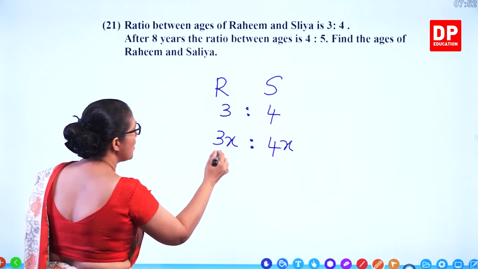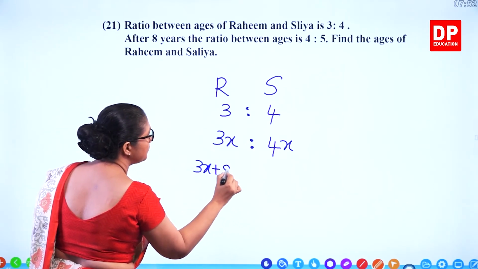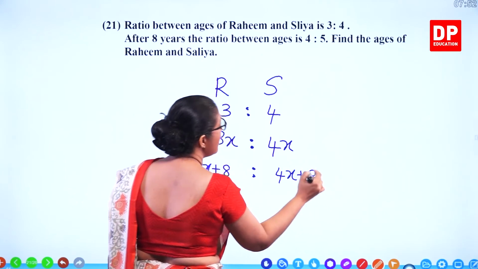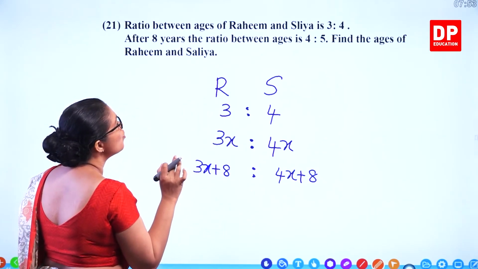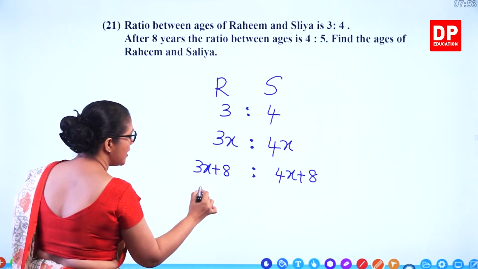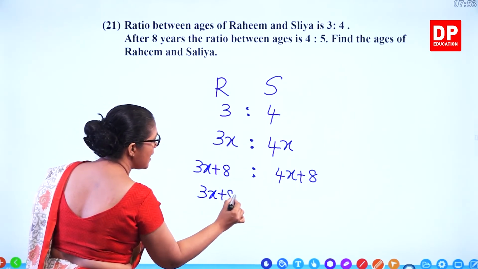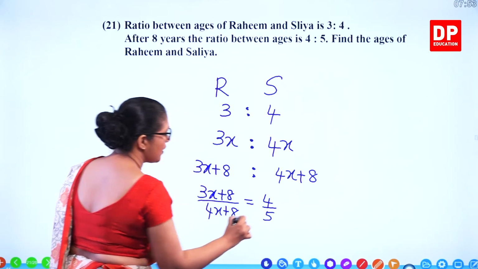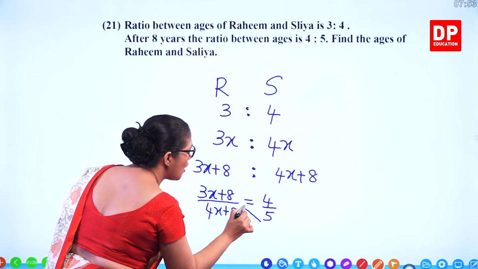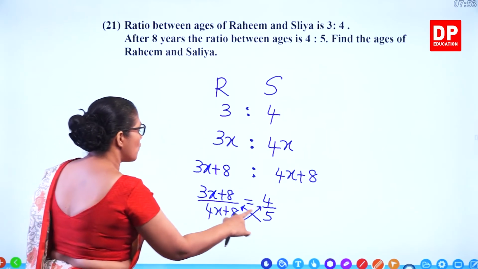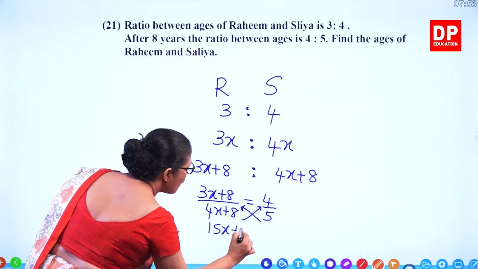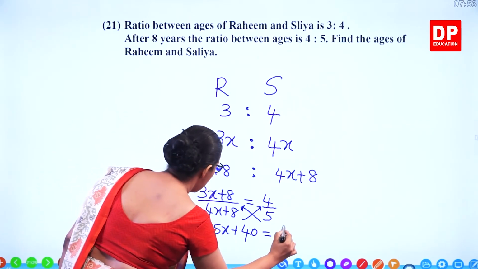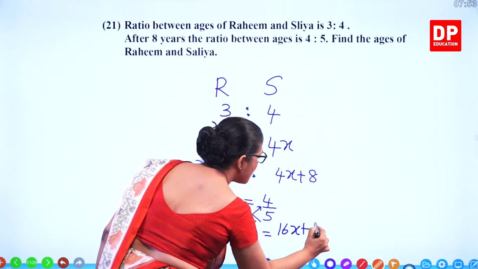8 years after. So what's the age here? 3x plus 8. What's the age here? 4x plus 8 after 8 years. Then the ratio becomes 4 to 5. So we can write the ratio between these two, 3x plus 8 to 4x plus 8 is equal to 4 to 5 now. So using cross multiplication, you can find out what is x. So 5 times 3, 15x, 5 times 8, 40. On the other side, 4 times 4, 16x and 4 times 8, 32.